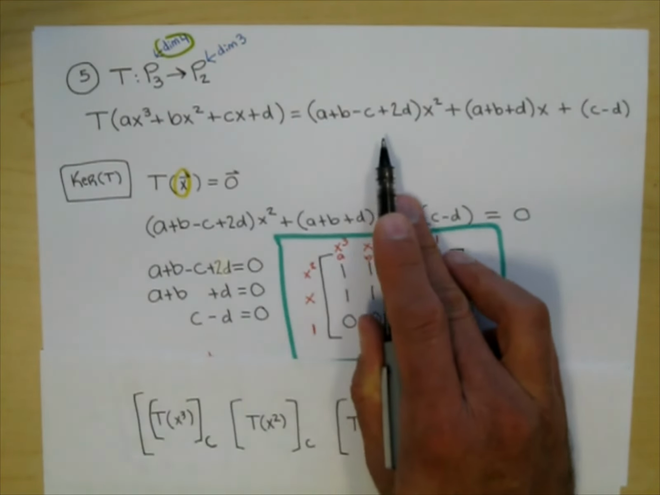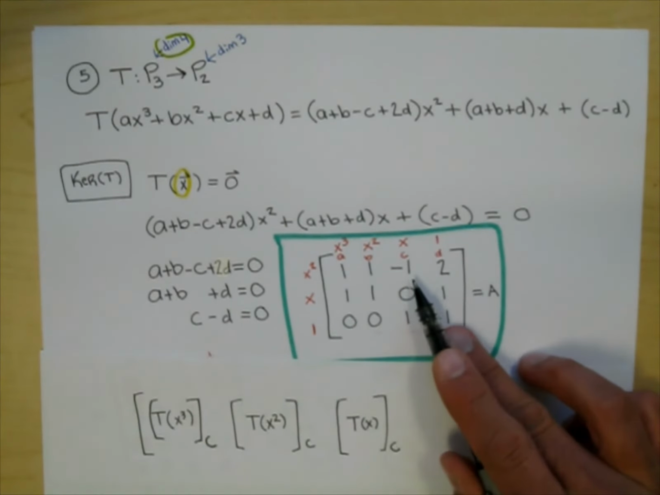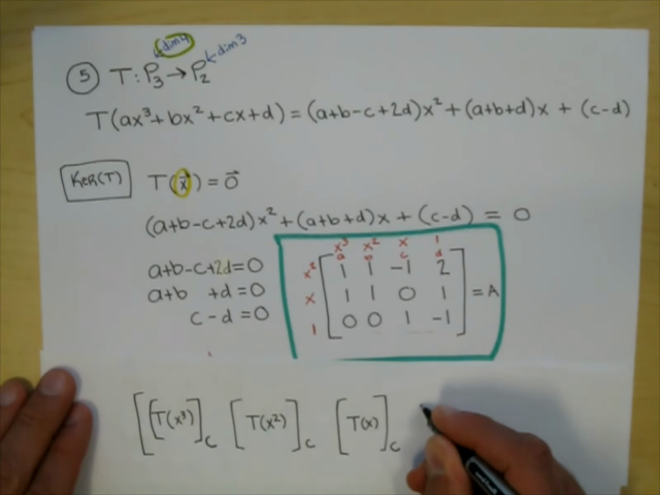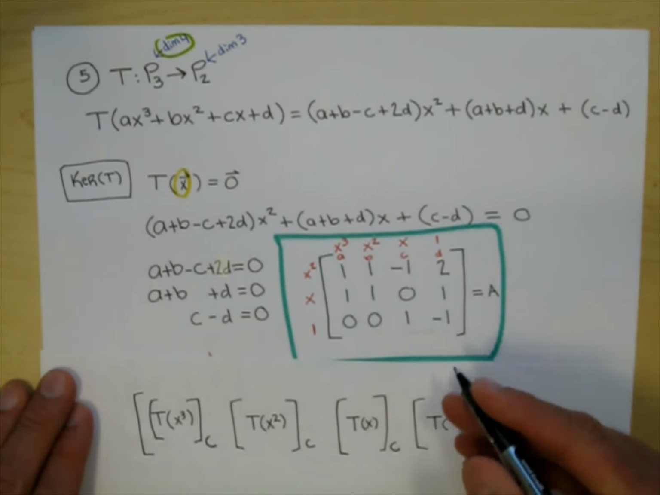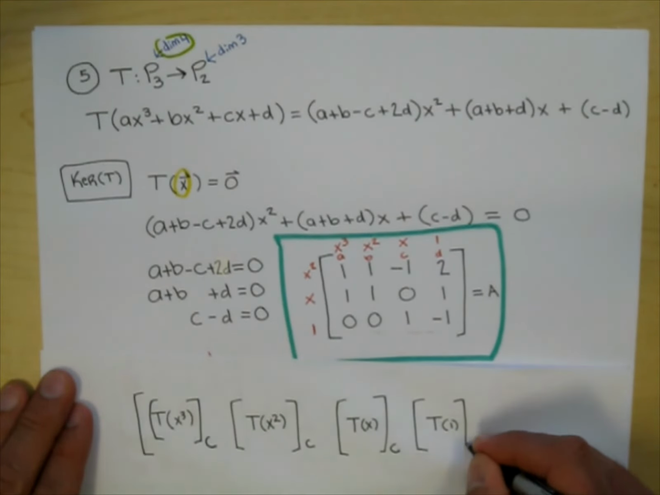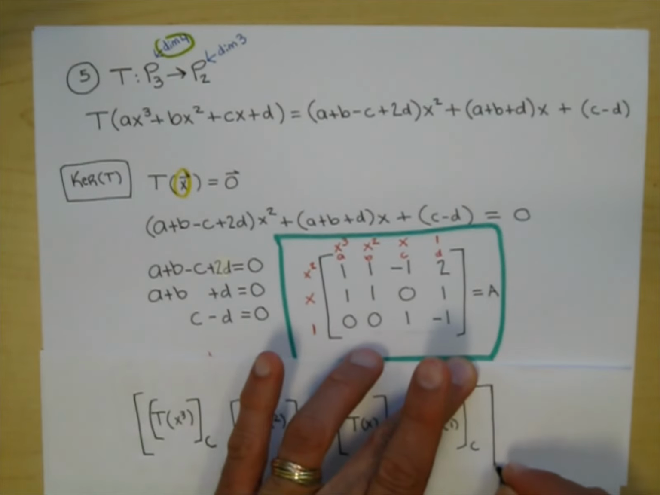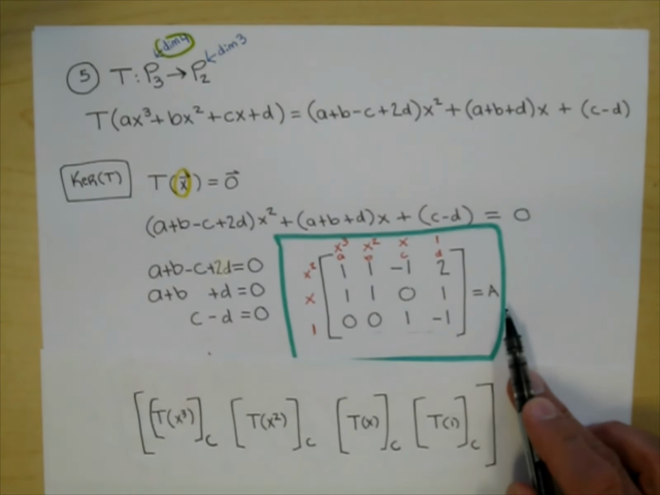So you end up getting negative x squared plus 1. Negative x, so negative 1x squared plus 0x plus 1 times 1, and there's the component vector. And then the last one is this one right here, T of 1. And then we take its component vector. And that's really what this matrix is.